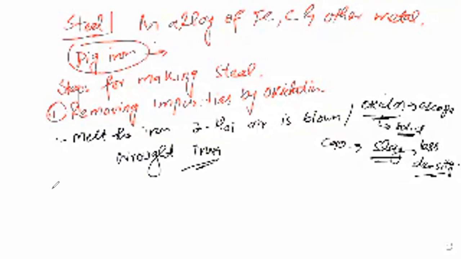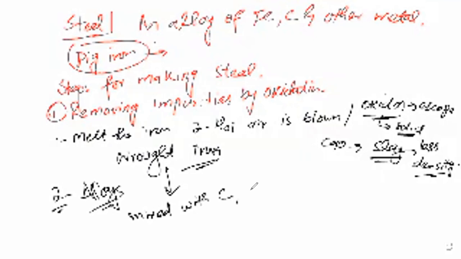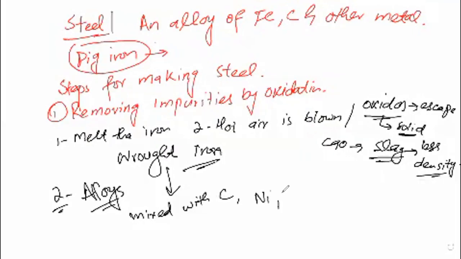The second process is making alloys. This wrought iron is mixed with carbon, and sometimes with nickel, and sometimes with manganese. In this way we get steel of different qualities.